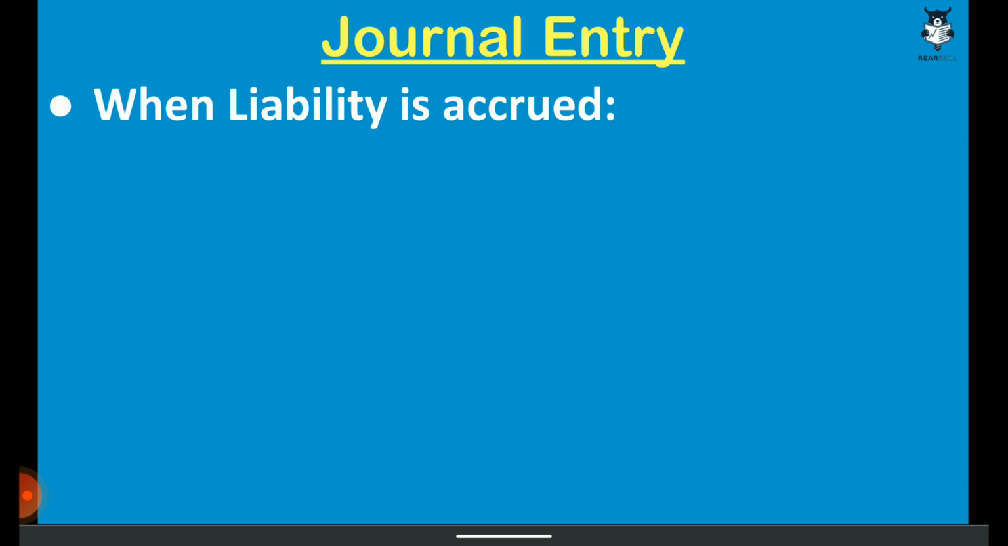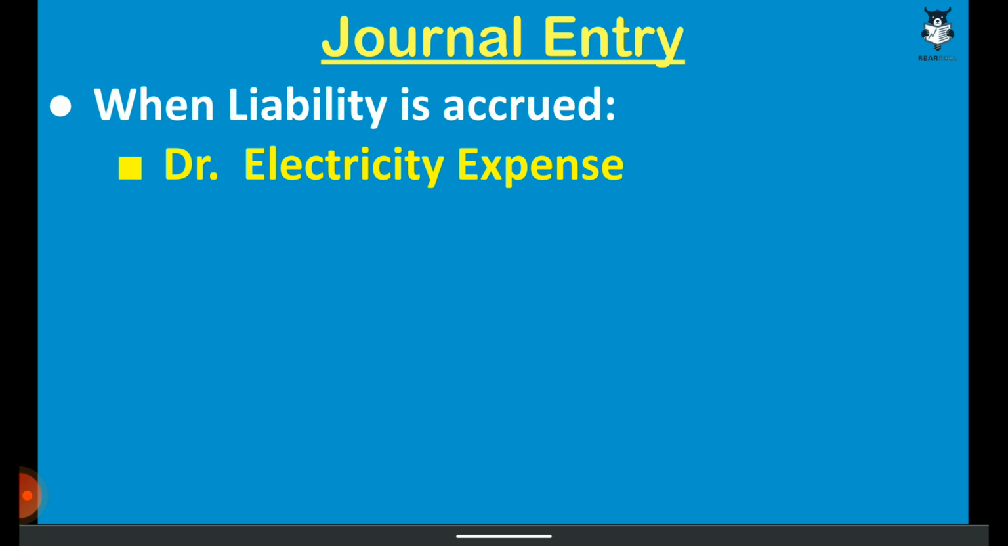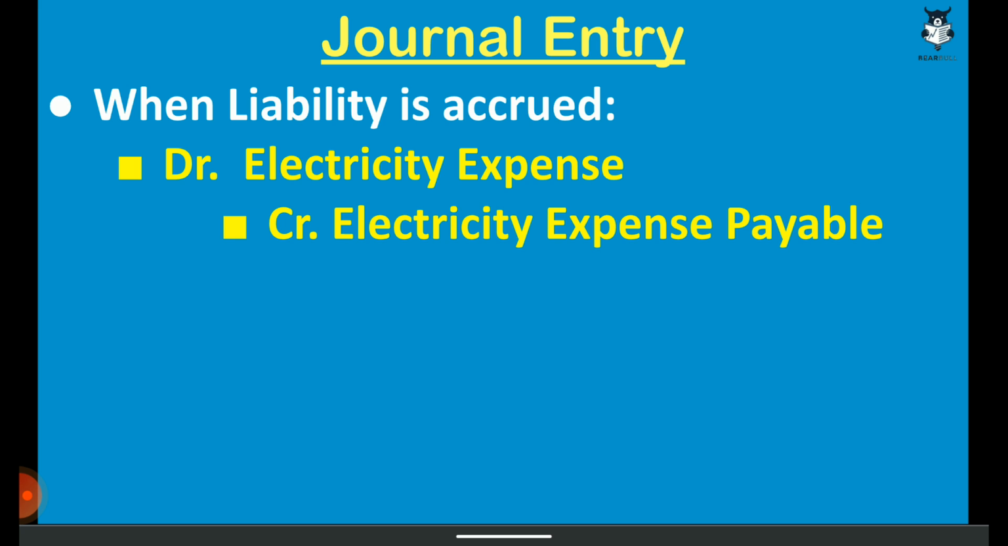Talking about the journal entry when liability is accrued. Remember that I gave the example of electricity bill. Let's suppose that in January you incurred an electricity bill, but you will pay for the January bill in February. Nonetheless, you have incurred the electricity expense in January. So you will debit the electricity expense account and you will credit electricity expense payable account, because you have to pay that electricity expense in the next month, that is in February. So this is the entry of accrued expense as well as accrued liability. Credit side is the accrued liability.